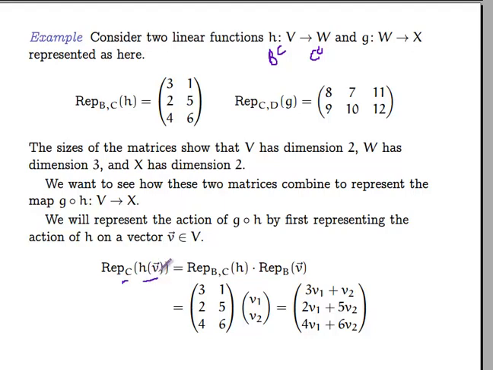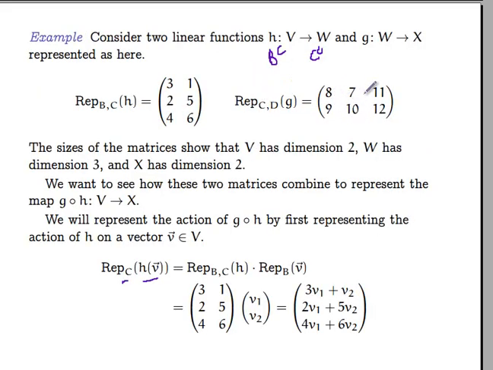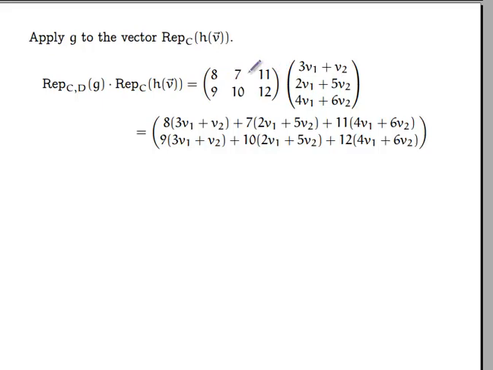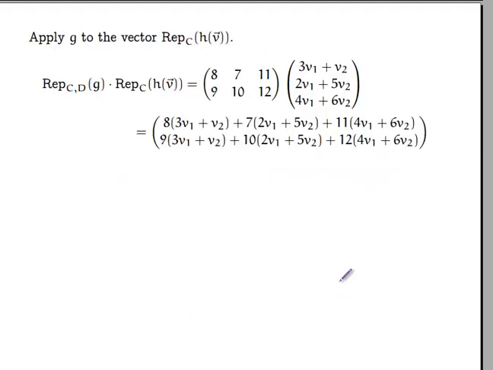Now I think you can see what the strategy is. In order to get the representation of G composed H, we're going to apply this matrix here to this representation. And that's exactly what we do. If you remember, this matrix here is the same as this matrix here, and this vector here is the same as this vector here. Multiply them together and you get this result. And now we want to unpack this.